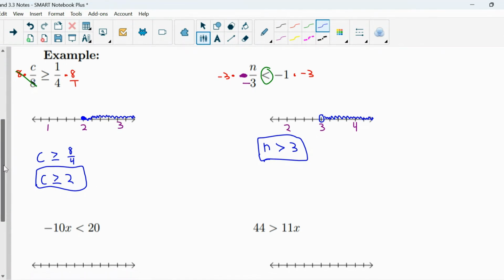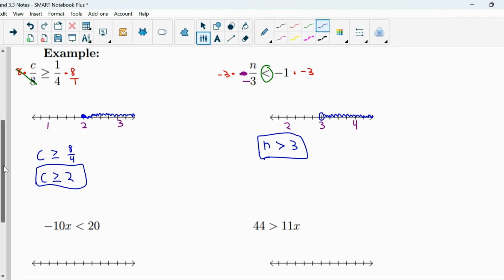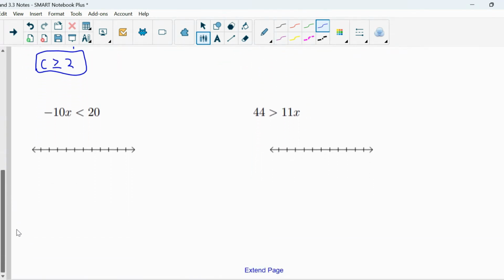So on to our next couple of examples where we will need to divide. For our first example here, we have negative 10x is less than 20. So negative 10 and x are currently multiplying, so we will have to divide. So let's divide by negative 10 on both sides. That will leave us with x. Remember, since we were dividing by a negative, we must flip our sign, is greater than 20 divided by negative 10, which gives us negative 2.